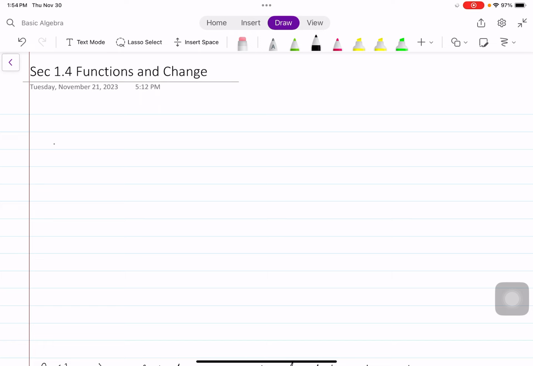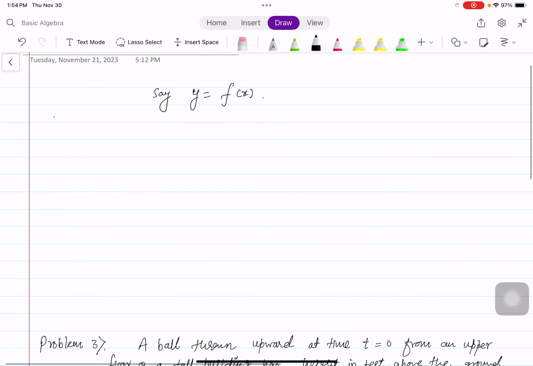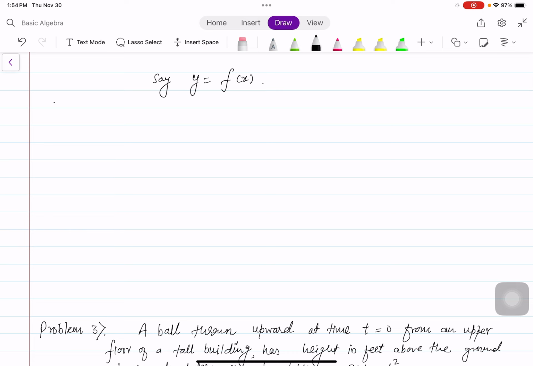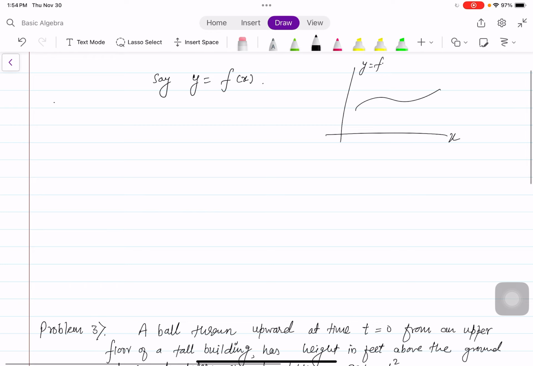We're gonna discuss today's section 1.4, functions and change. So we're gonna start with any function y equals f of x. X is input, y is output, we know this. And say this is the x axis, and this is y equals f of x.